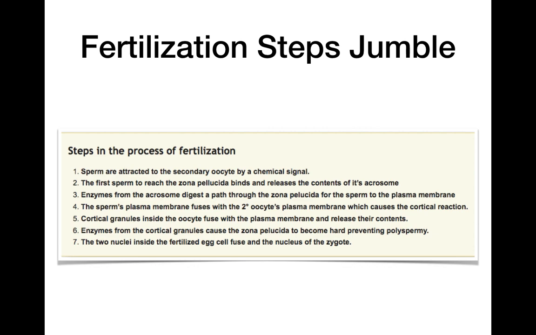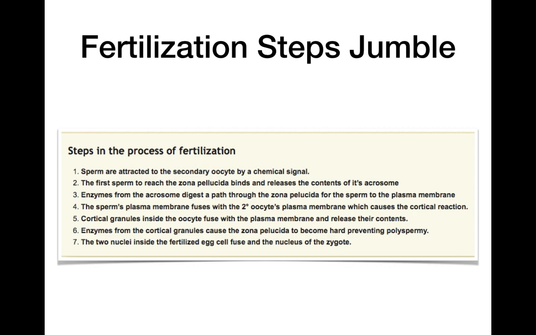First step is sperm are attracted to the secondary oocyte by a chemical signal. So how the sperm know which fallopian tube to go to is based on this chemical signal. The first sperm reaches the zona pellucida, binds, and releases the contents of its acrosome. And so the acrosome digests a path through the zona pellucida for the sperm to the plasma membrane. And then that fuses with the secondary oocyte's plasma membrane, which causes the cortical reaction. The membranes fuse, and that triggers the shield forming.